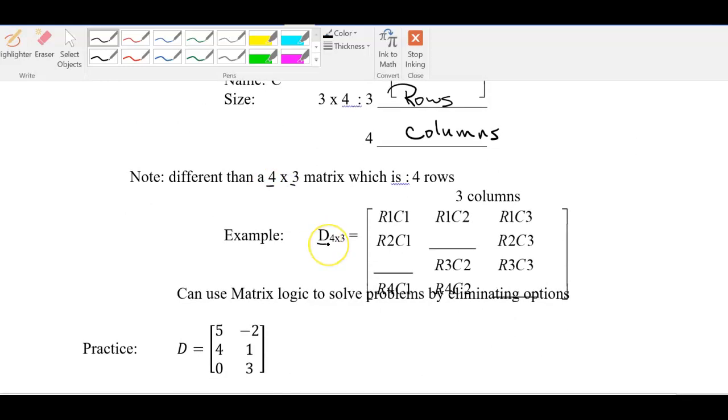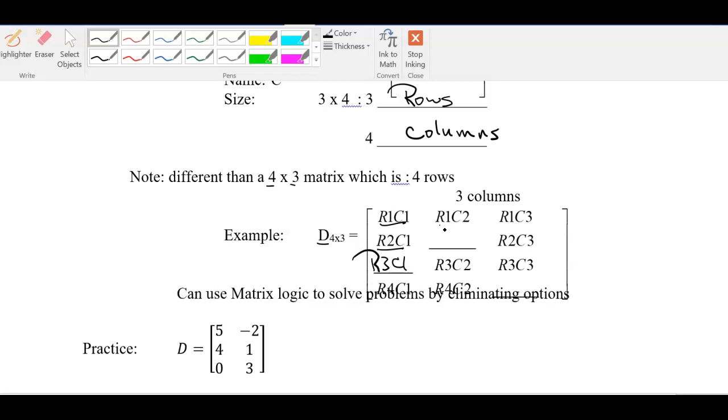So this guy's name is D. He is a 4 by 3, and you have to know where these are because this is how we're going to multiply later. So this is row 1, column 1, right? Row 2, column 1. So this guy here is row 3, column 1. Row 4, column 1. Now if you go down here, finish filling those in. Pause and do that.